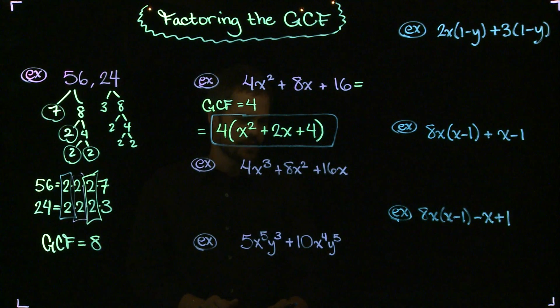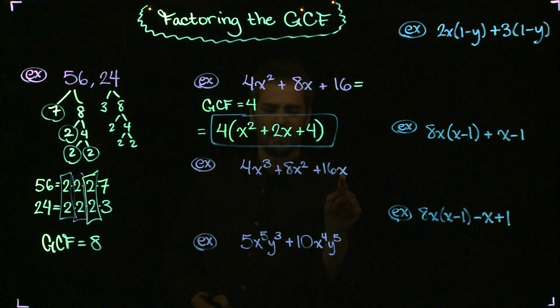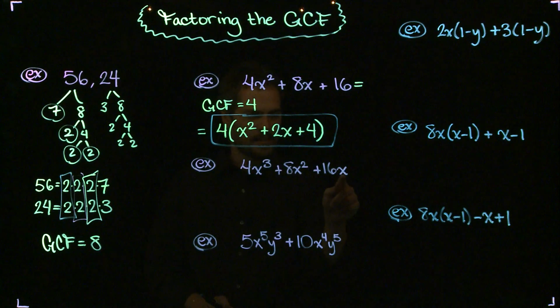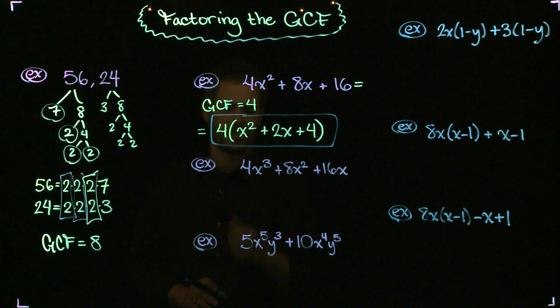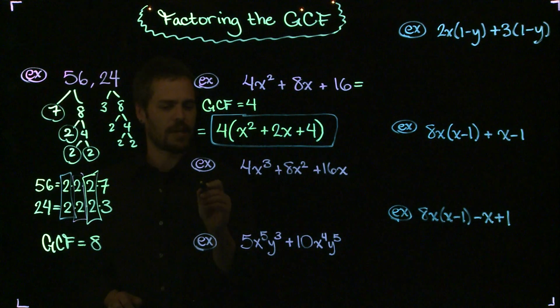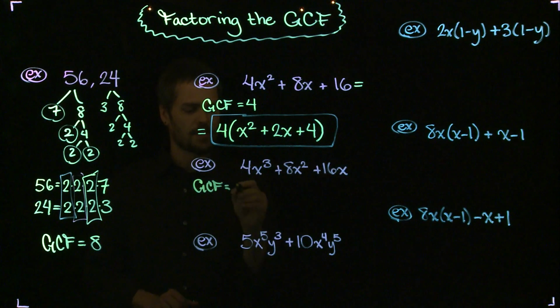But what about the variables? Well, it looks like there is at least 1 power of x in every one of these variable terms. I can't say that there's at least x cubed in this, right? Because there's only an x. But for x squared, which is x times x, I can say there is at least an x in there. I can make the same argument for x cubed. Therefore, the greatest common factor between these three terms is 4x.